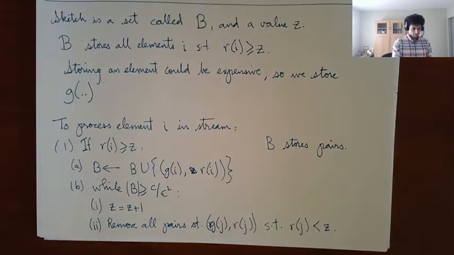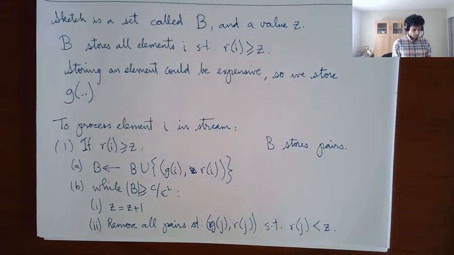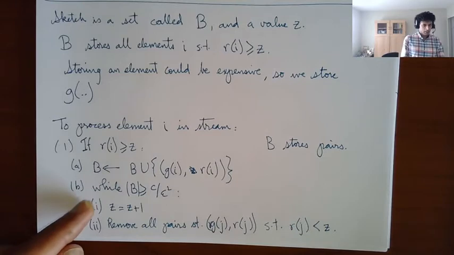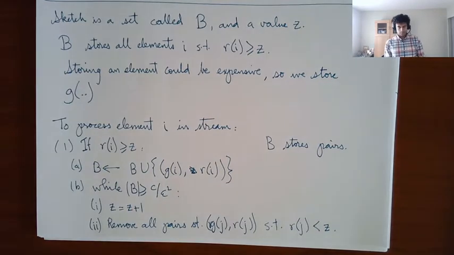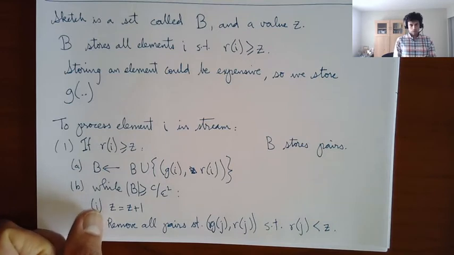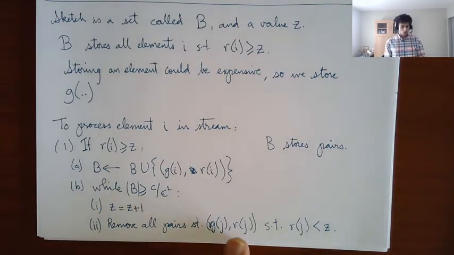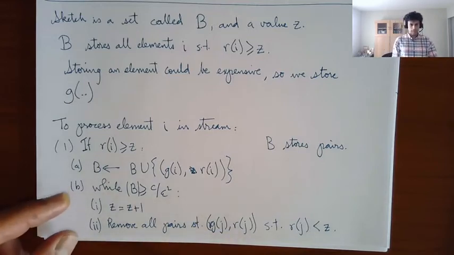Then for the pairs in B, if G of I is not distinct but R of I is distinct, are those treated as separate? Yes, you will treat them as separate. You'll see that this is not going to be an issue, but yes, you treat them as separate. This is just a set of pairs. Now you say, while B is sufficiently large, so let's say B is larger than C over epsilon squared, so it crossed some threshold. Then you increment Z and you remove all the pairs whose R value is less than Z. So this is going to maintain your size.